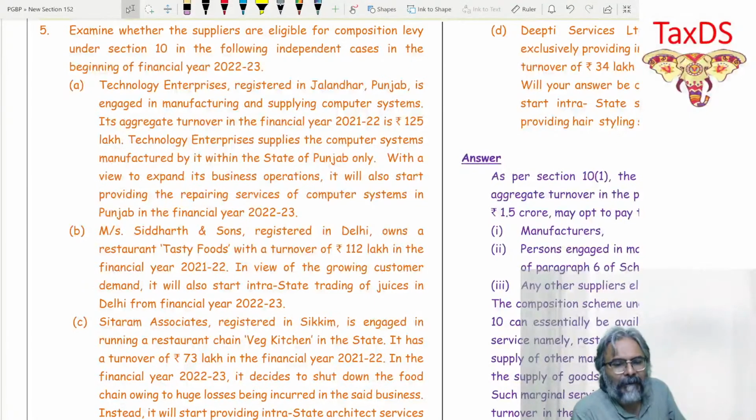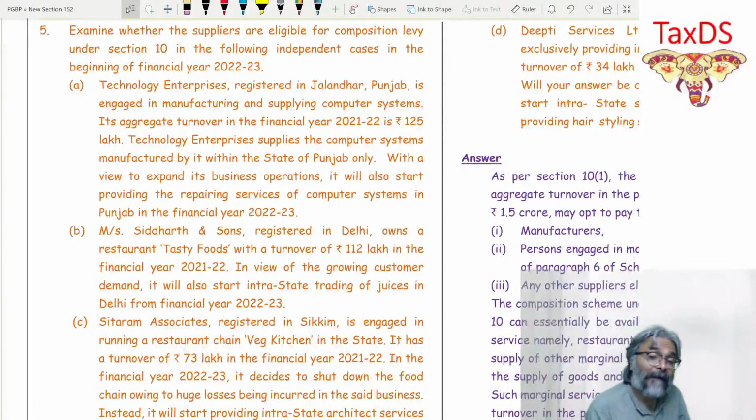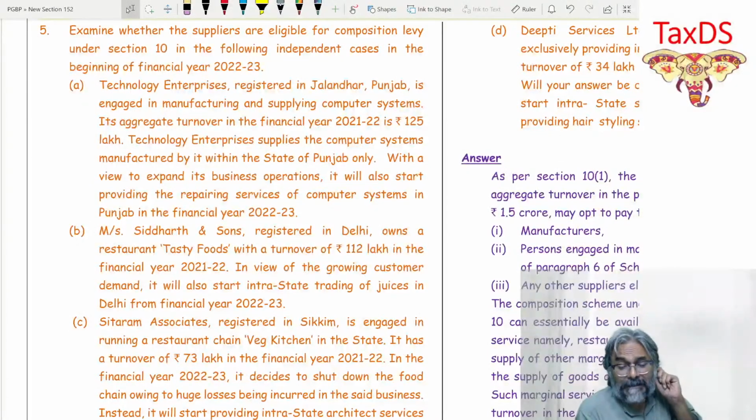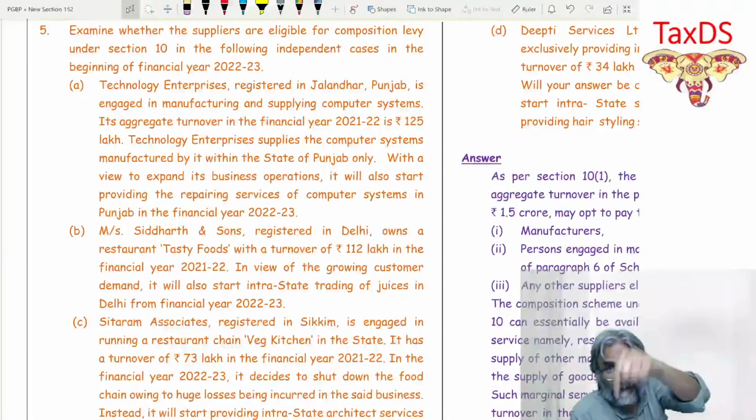Technology enterprise registered in Jalandhar, Punjab, is engaged in manufacturing and supplying computer system to manufacturer. Its aggregate turnover in the financial year 21-22 is rupees 125 lakhs. So that is the previous financial year. Technology enterprise supplies the computer system manufactured by it within the state of Punjab only. Intrastate supply. Means therefore eligibility, they are talking about it. With a view to expand its business operation, it also starts providing repairing service of computer system in Punjab in the financial year 22-23, in the current financial year.